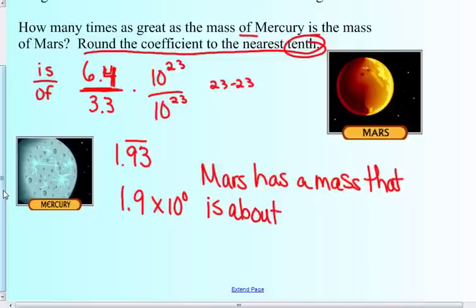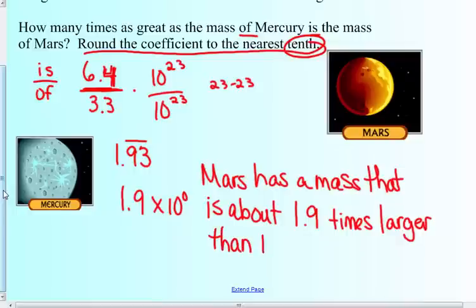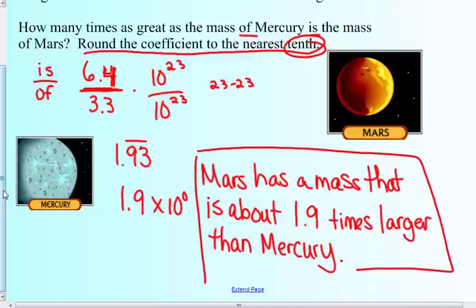about 1 9/10. 10 to the 0 really means 1. I could write times 10 to the 0 or not. I could just say 1 9/10 times larger than Mercury. Because to me it seems silly to write times 10 to the 0. It just means 1. So Mars, yes, the red planet, is larger by about, mass-wise, by about 1 9/10 times.